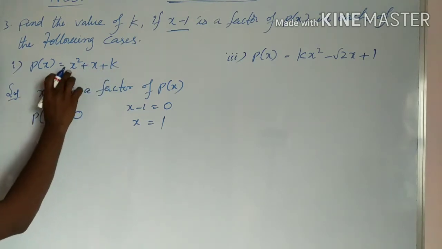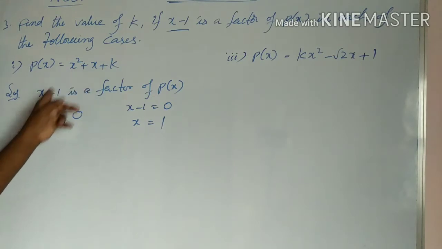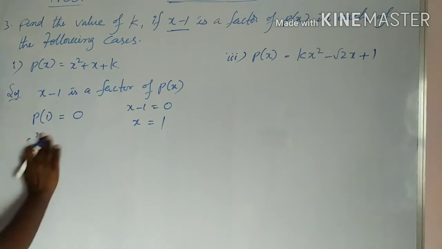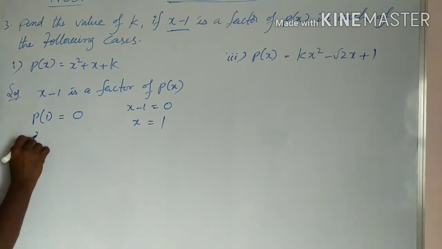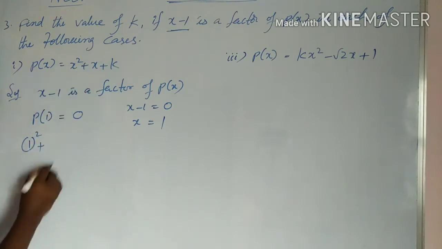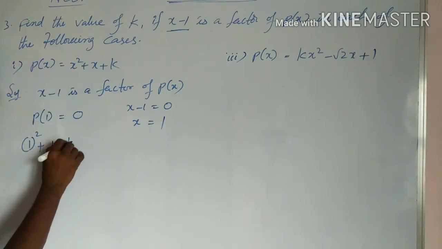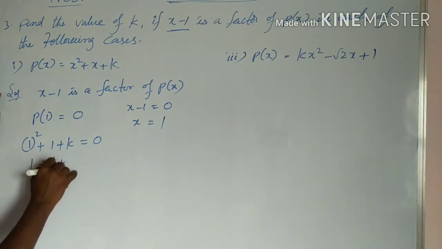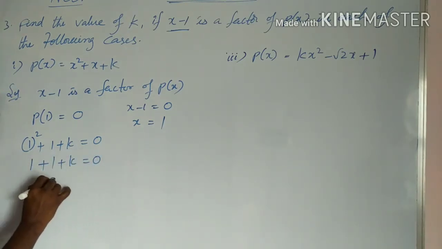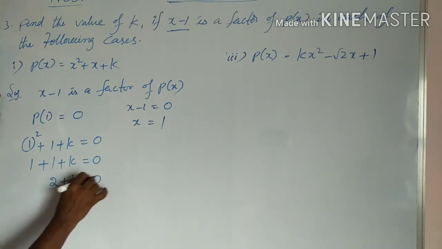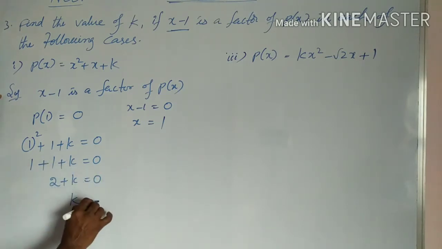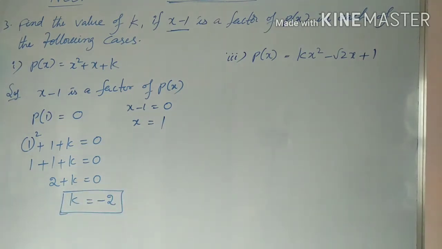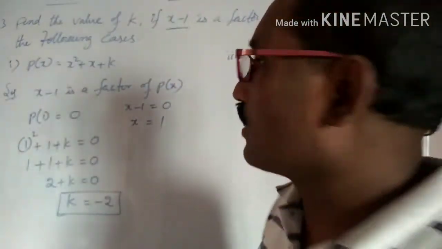In the place of x, write 1. What is that? 1 whole square plus, in the place of x write 1, plus k is equal to 0. 1 whole square means how much? 1. 1 plus 1 plus k is equal to 0. 1 plus 1 is 2. 2 plus k is equal to 0. What about k? k is equal to plus 2 becomes minus 2. That's all. What is the value of k? k is equal to minus 2. So that's all.